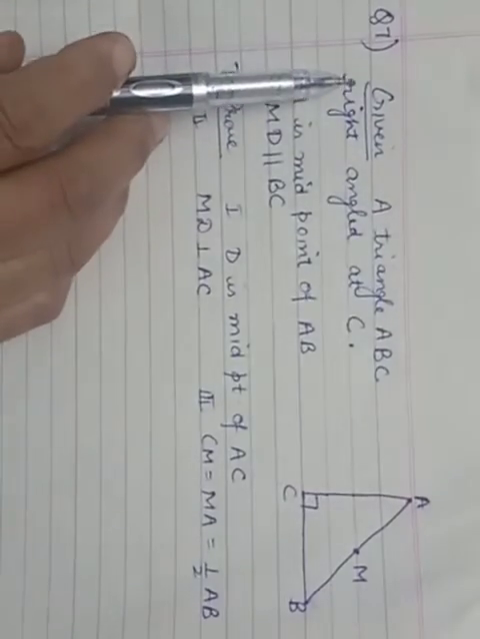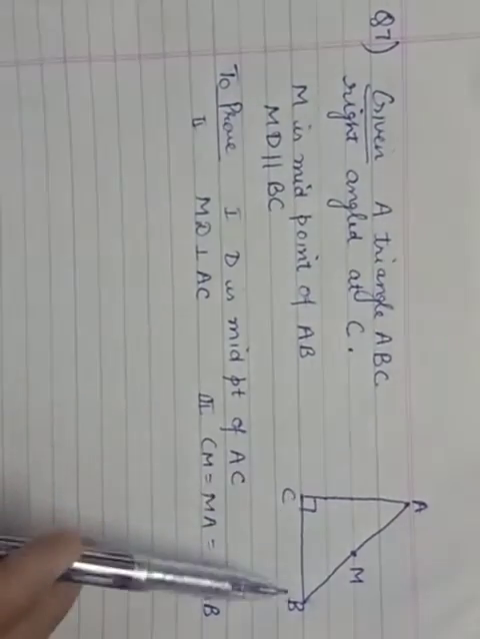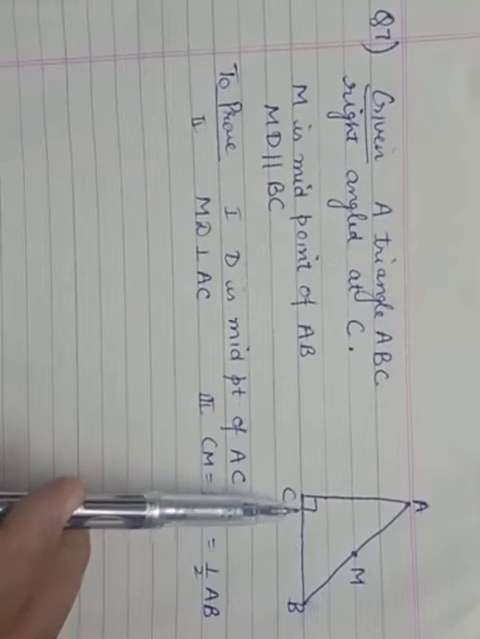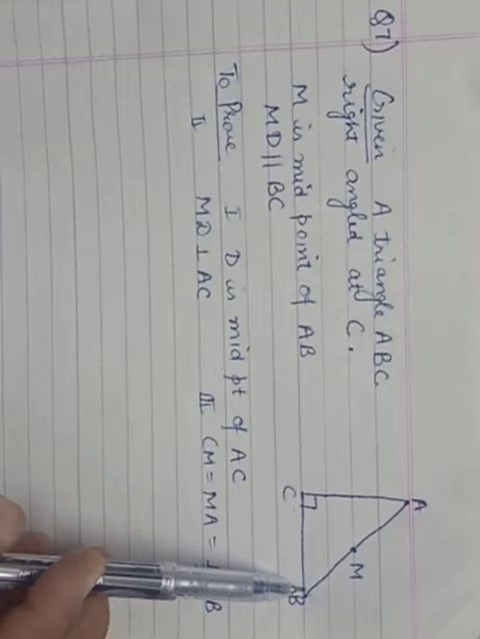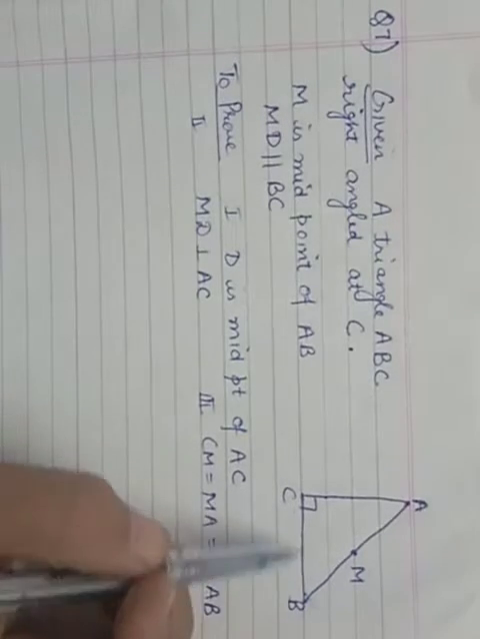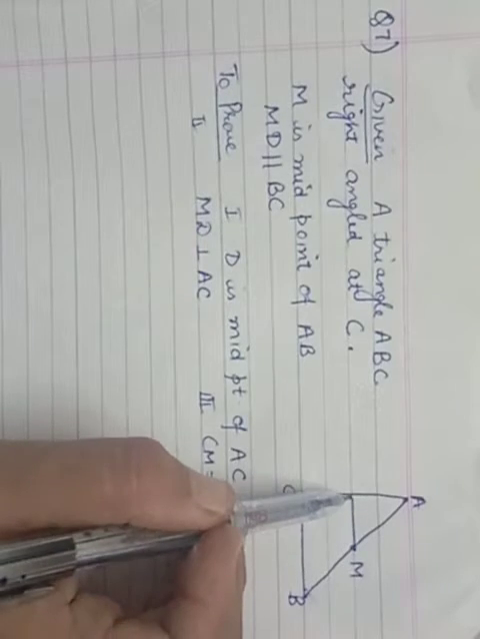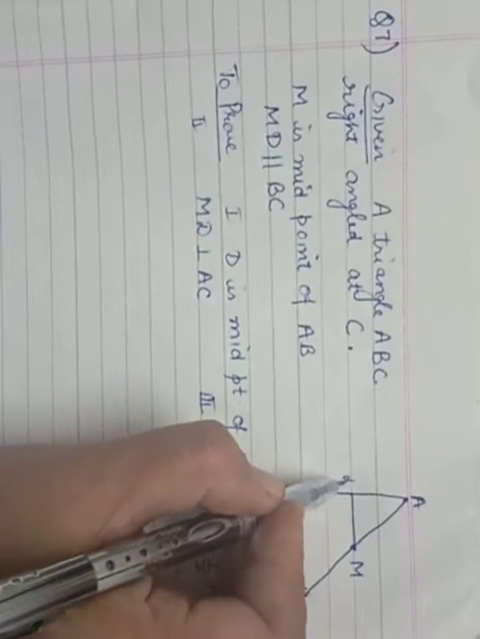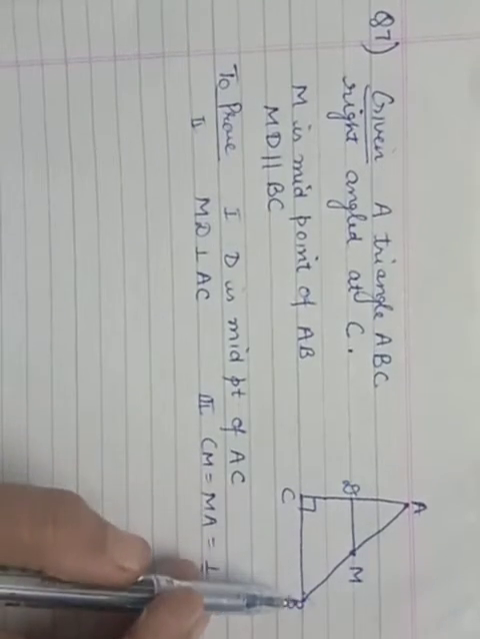Let us do question 7 of exercise 8.2. In this question, it is given that a triangle ABC, right angled at C, M is the midpoint of AB. And if we draw a line parallel to BC from M, then it bisects AC at D. This implies this is the point D and MD is parallel to BC.